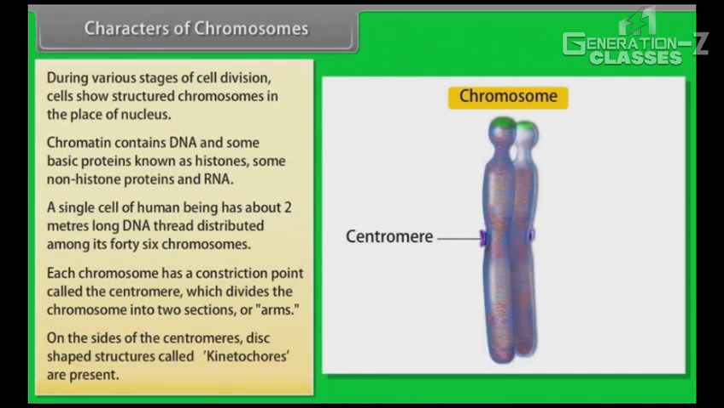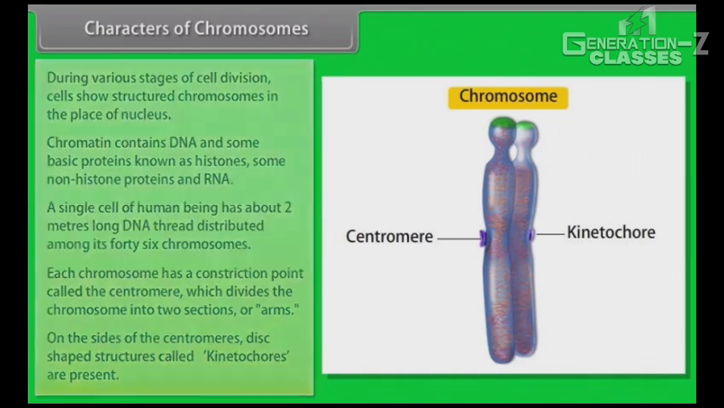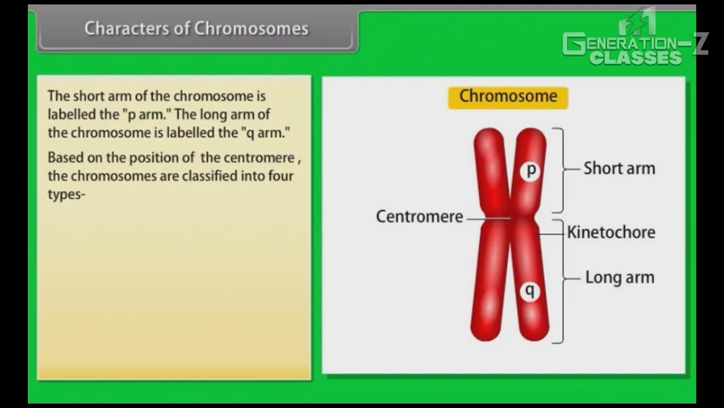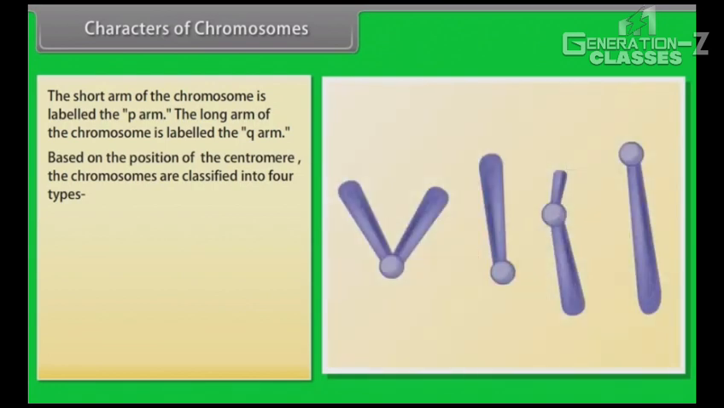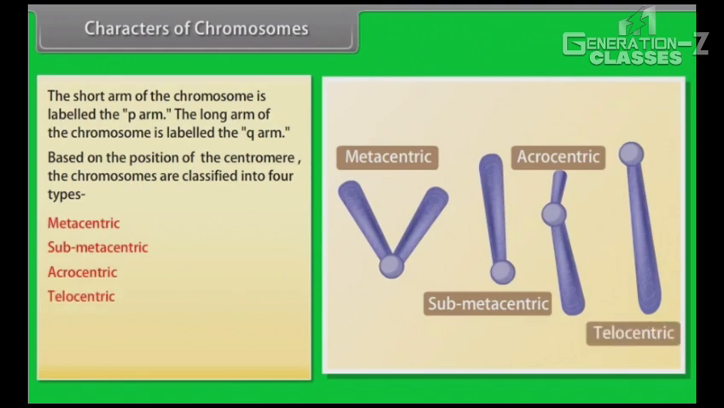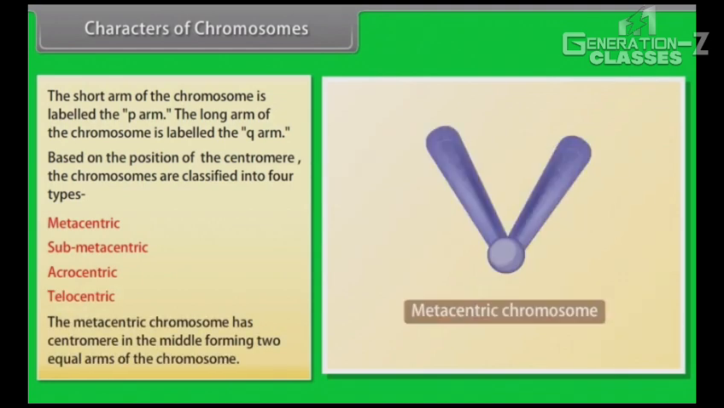On the sides of the centromeres, disc-shaped structures called kinetochores are present. The short arm of the chromosome is labeled the P arm. The long arm of the chromosome is labeled the Q arm. Based on the position of the centromere, the chromosomes are classified into 4 types: metacentric, submetacentric, acrocentric, and telocentric. The metacentric chromosome has centromere in the middle, forming 2 equal arms of the chromosome.